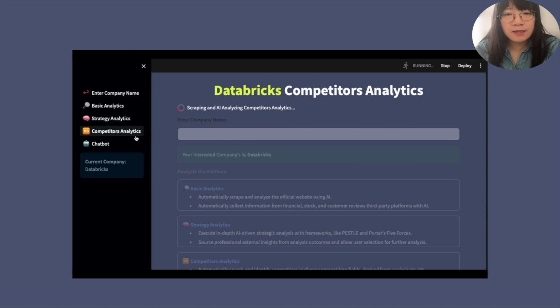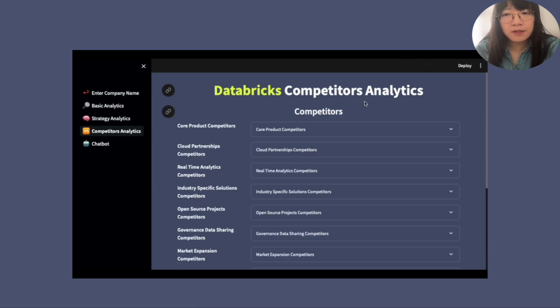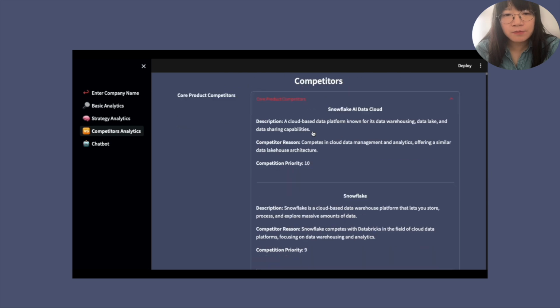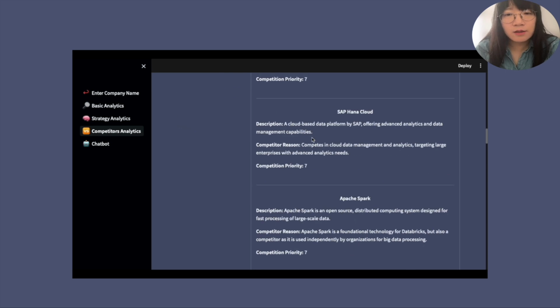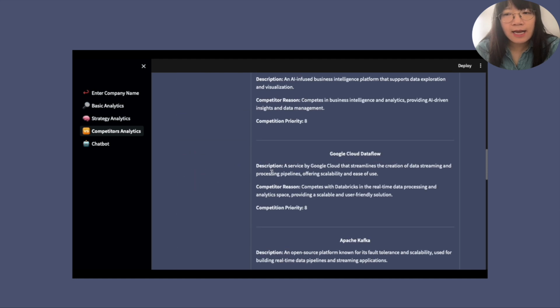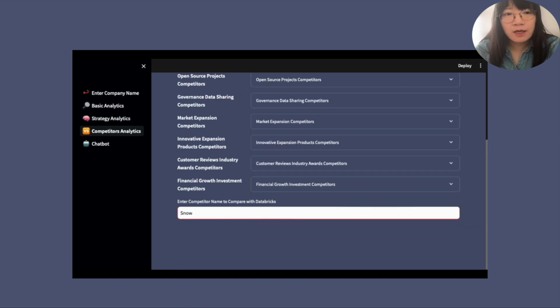Now the competitors' analytics. The AI reasoned to identify several key factors to search competitors. It recognizes the key factors include competition related to the Databricks core products and the real-time analytics platform. By clicking on the core product competitors, we can see that Snowflake is highlighted as Databricks' primary competitor. Now just enter Snowflake to compare.